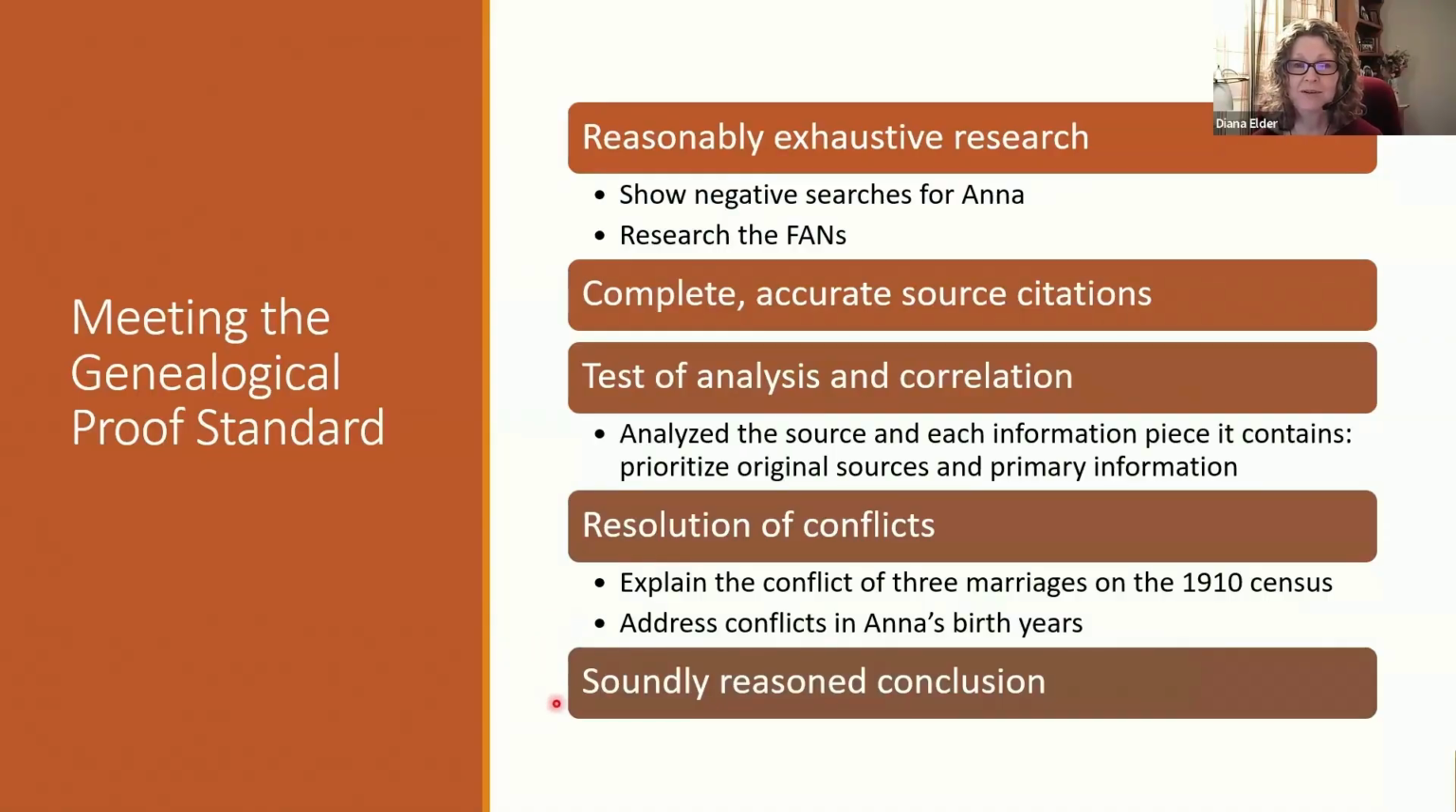And then finally, we have to write something up, putting all the pieces together so that it makes sense and that somebody reading it could agree with us. Because if they don't agree with us, we'd have to figure out how better to explain that. So hopefully that gives us all some ideas about where we are in our research for each case we're working on and if we are close to meeting the genealogical proof standard. And if we are, then we can go ahead and start writing it up.